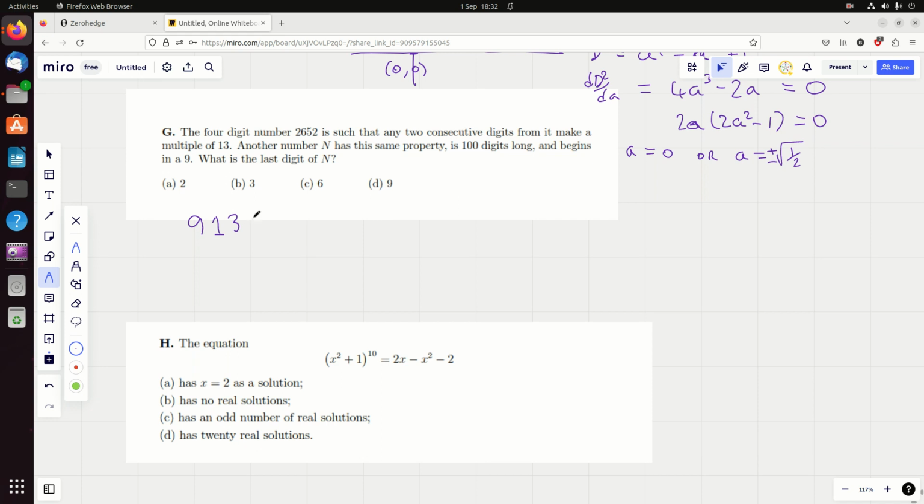Which means the next number must be a 9, which means the next number must be a 1, next number must be a 3, next number must be a 9, dot, dot, dot. Okay, so it's 100 digits long. I guess it's going to finish, well, we're going to have 913, 913, 913.